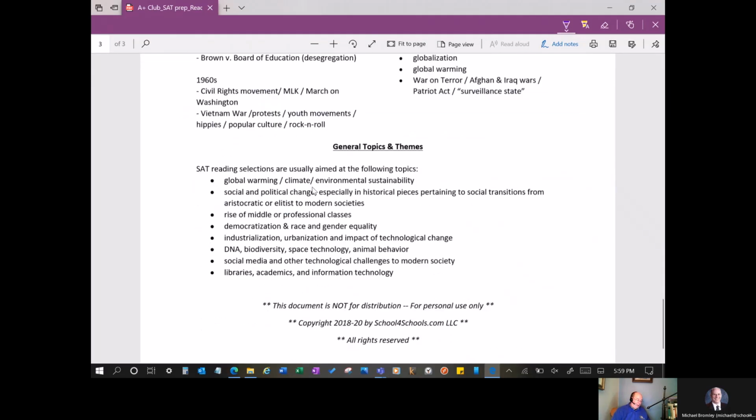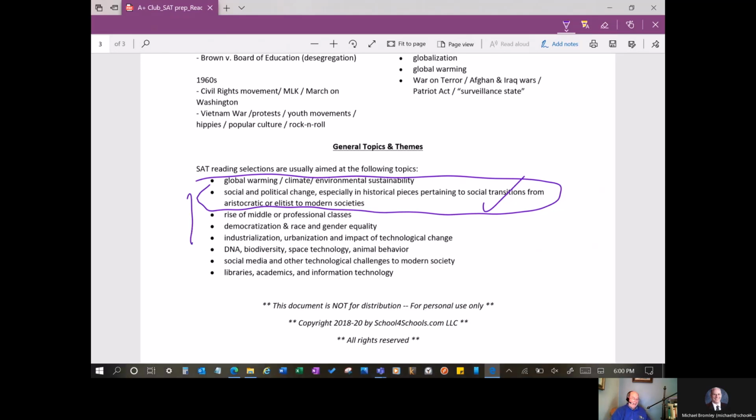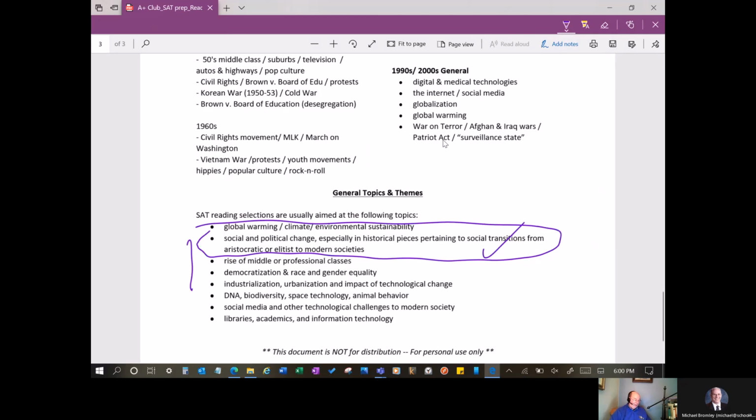Remember, they're always going to be interested in social change and transitions; social, political, and economic are going to be the big things on these historical passages. And knowing what was at stake at that time helps us get through this a lot more efficiently and hopefully more accurately. So I hope that helps. Let me know any questions.